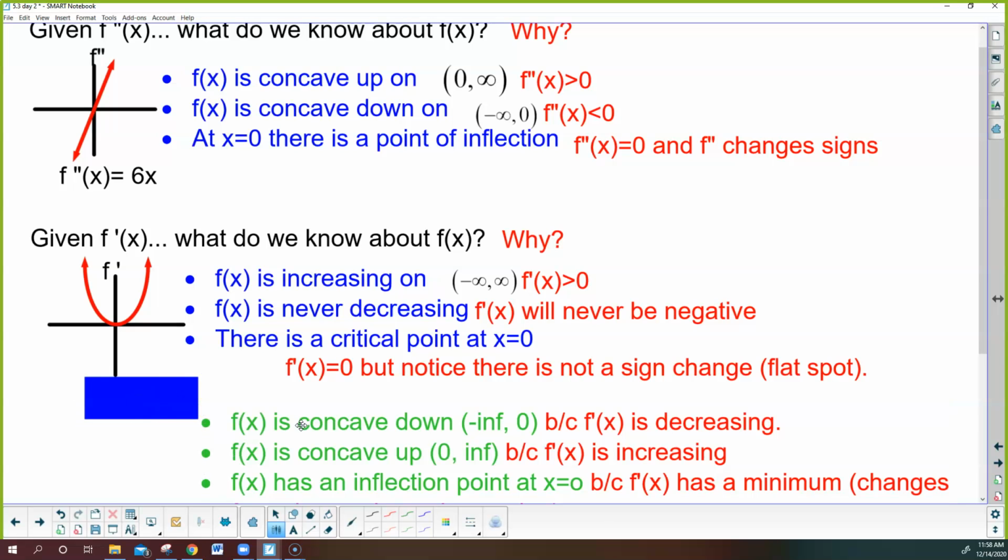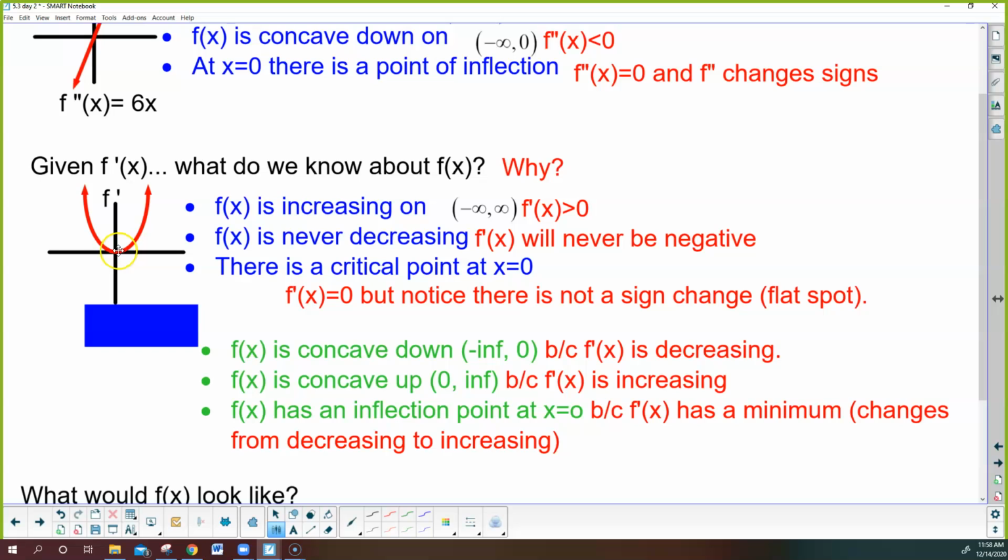And then we also know, because the derivative is decreasing from the left to the right, it's going to be concave down on that interval, and then it's concave up to the right of 0 because f prime of x is increasing. And then we change from decreasing slopes to increasing slopes, so we have the point of inflection as well.